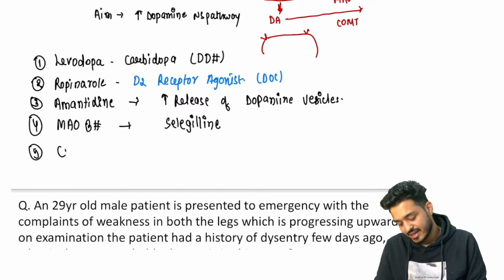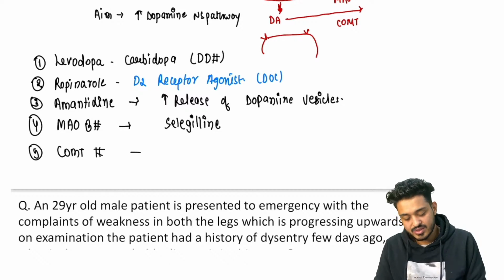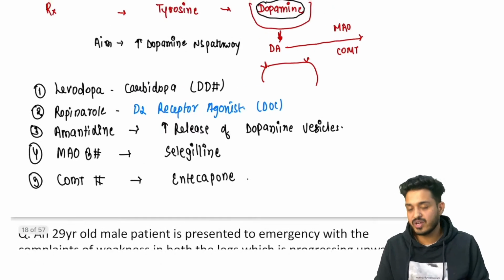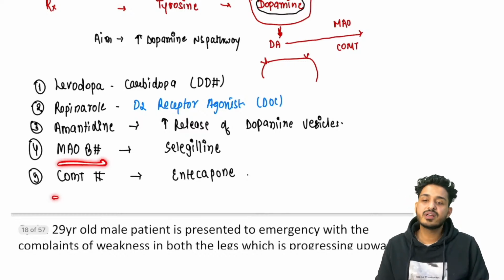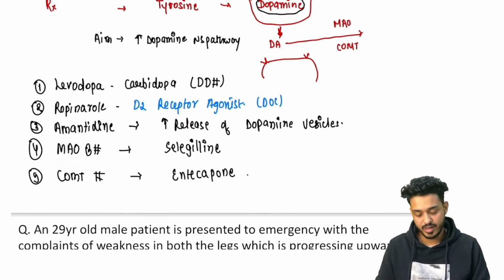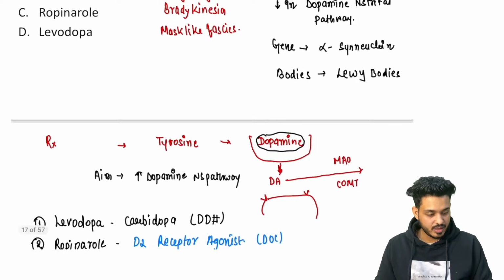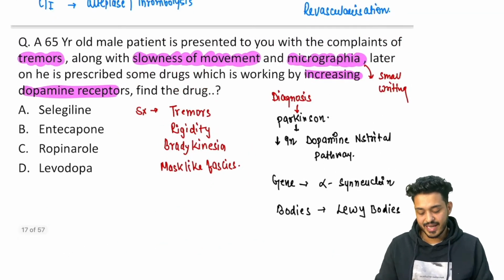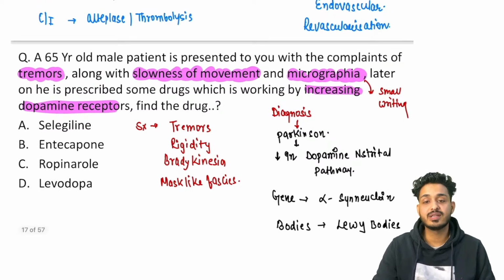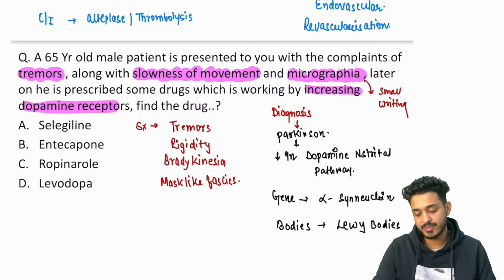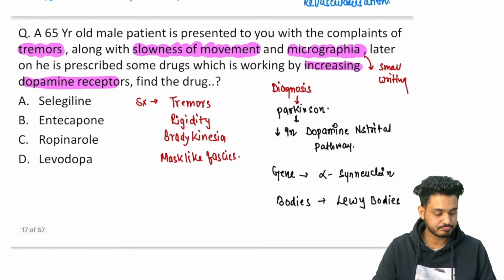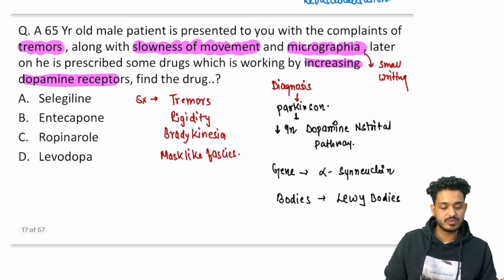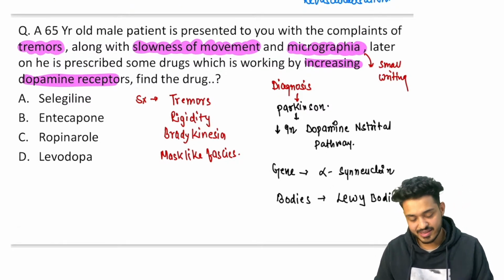Okay, and lastly we have the COMT inhibitor. That is going to be your entacapone. Repeat with me. Selegiline is a MAO B inhibitor. COMT inhibitor is going to be your entacapone. Ropinirole, pramipexole are for the dopamine receptors, right? So look here: selegiline, entacapone, ropinirole, levodopa. Now you have to answer, which of the following drugs is working by increasing the dopamine receptor? Dopamine receptor कौन बढ़ा रहा है? Yes, try to answer.